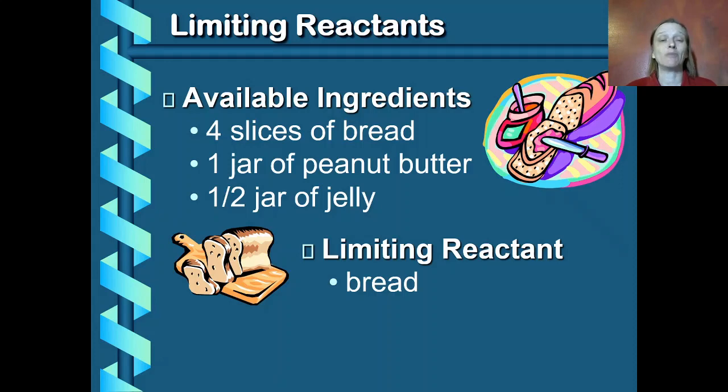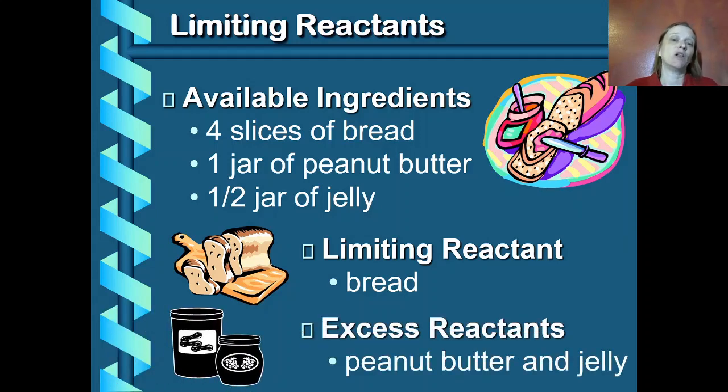The bread is holding you back. You've got plenty of peanut butter. If you had more bread, you could make more sandwiches. You've got plenty of jelly. It's the bread that's holding you back in this example. Bread is what we call a limiting reactant. It holds us back. It determines the amount of product we can actually make.